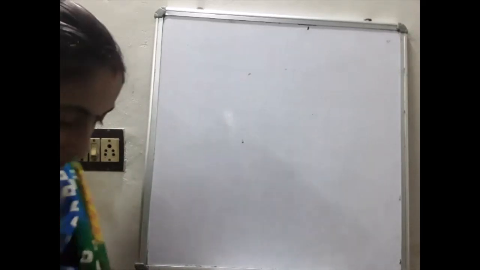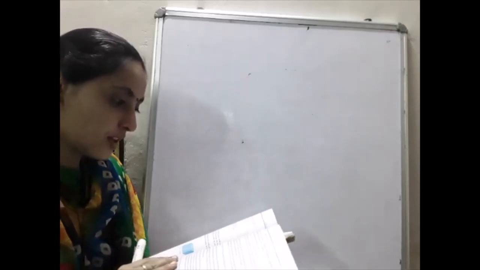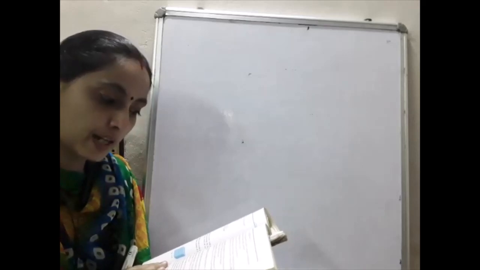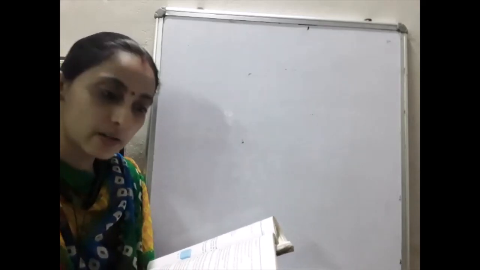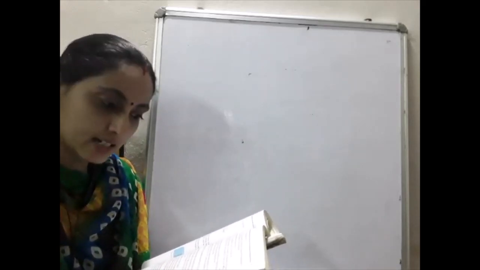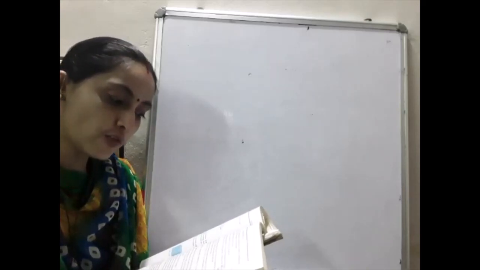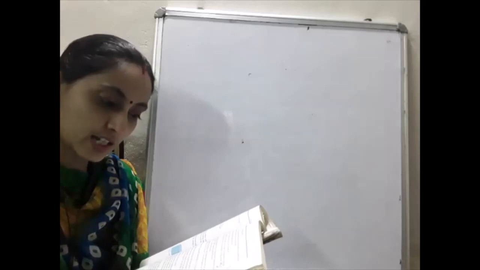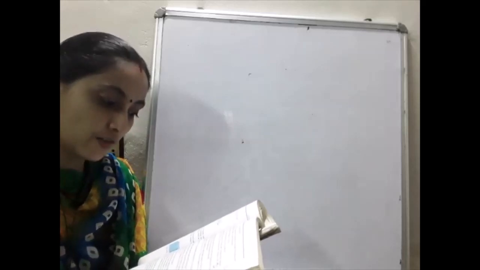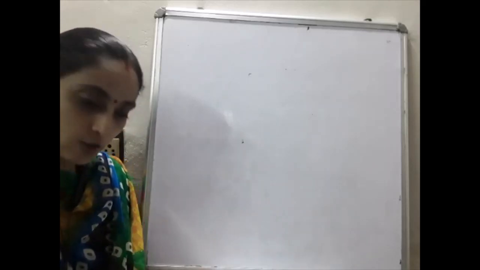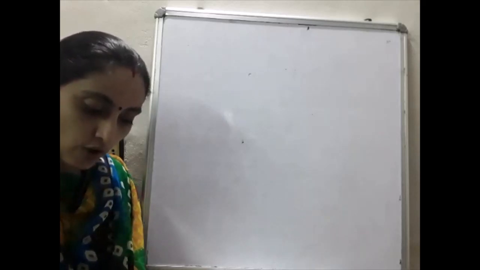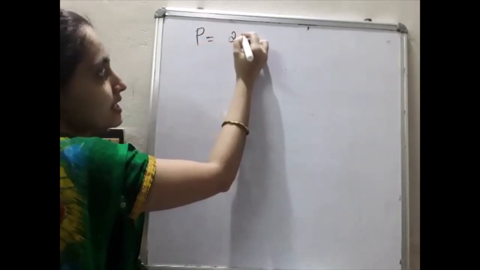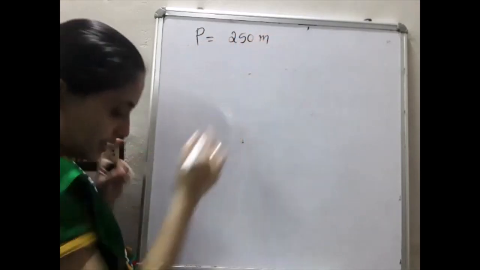Okay, the next question we are moving to is question number 3. The floor of a rectangular hall has a perimeter of 250 meter. If the cost of painting the 4 walls at a rate of rupees 10 per meter square is 15,000, find the height of the wall. Okay, so that is our question. What is given in the question? The perimeter of the floor is given as 250 meter.